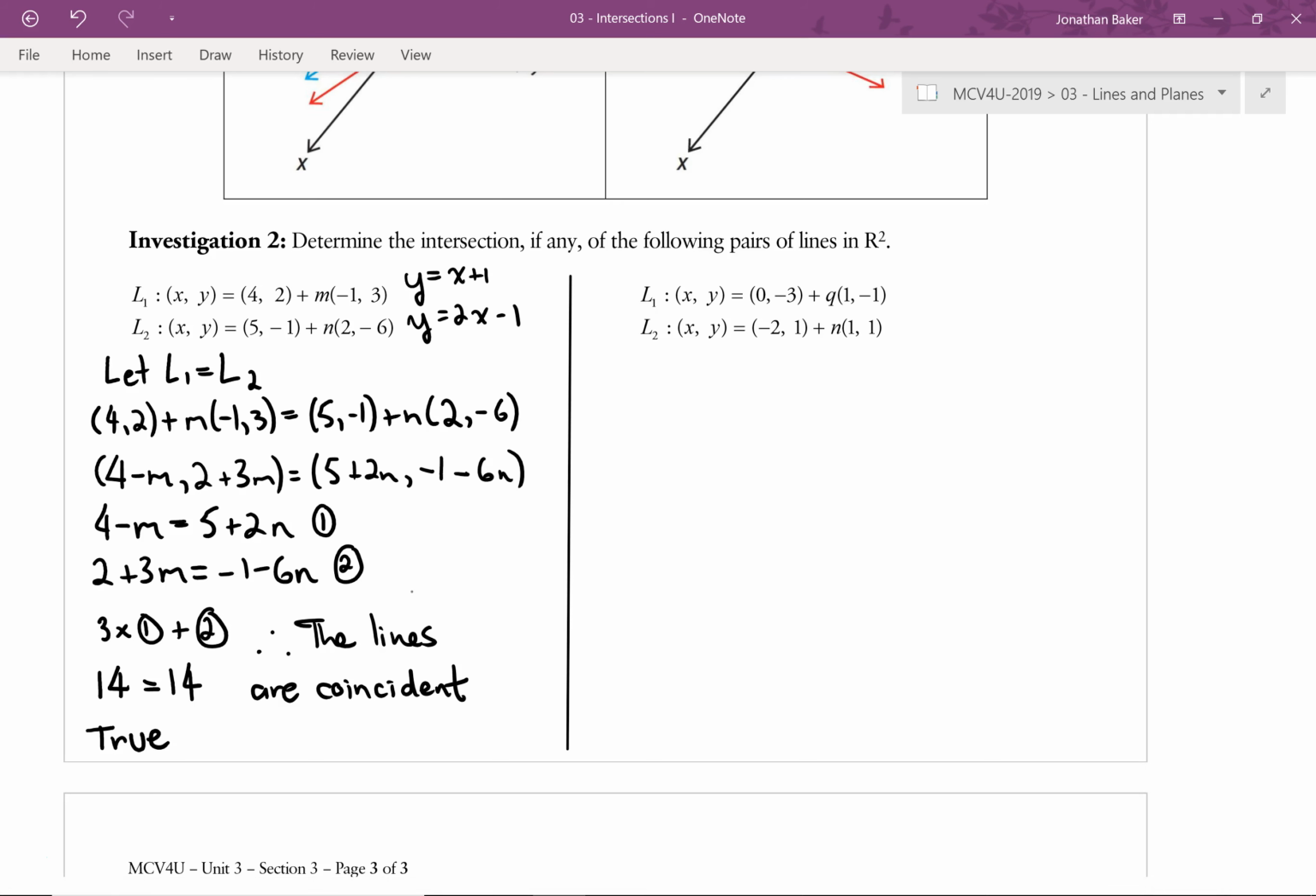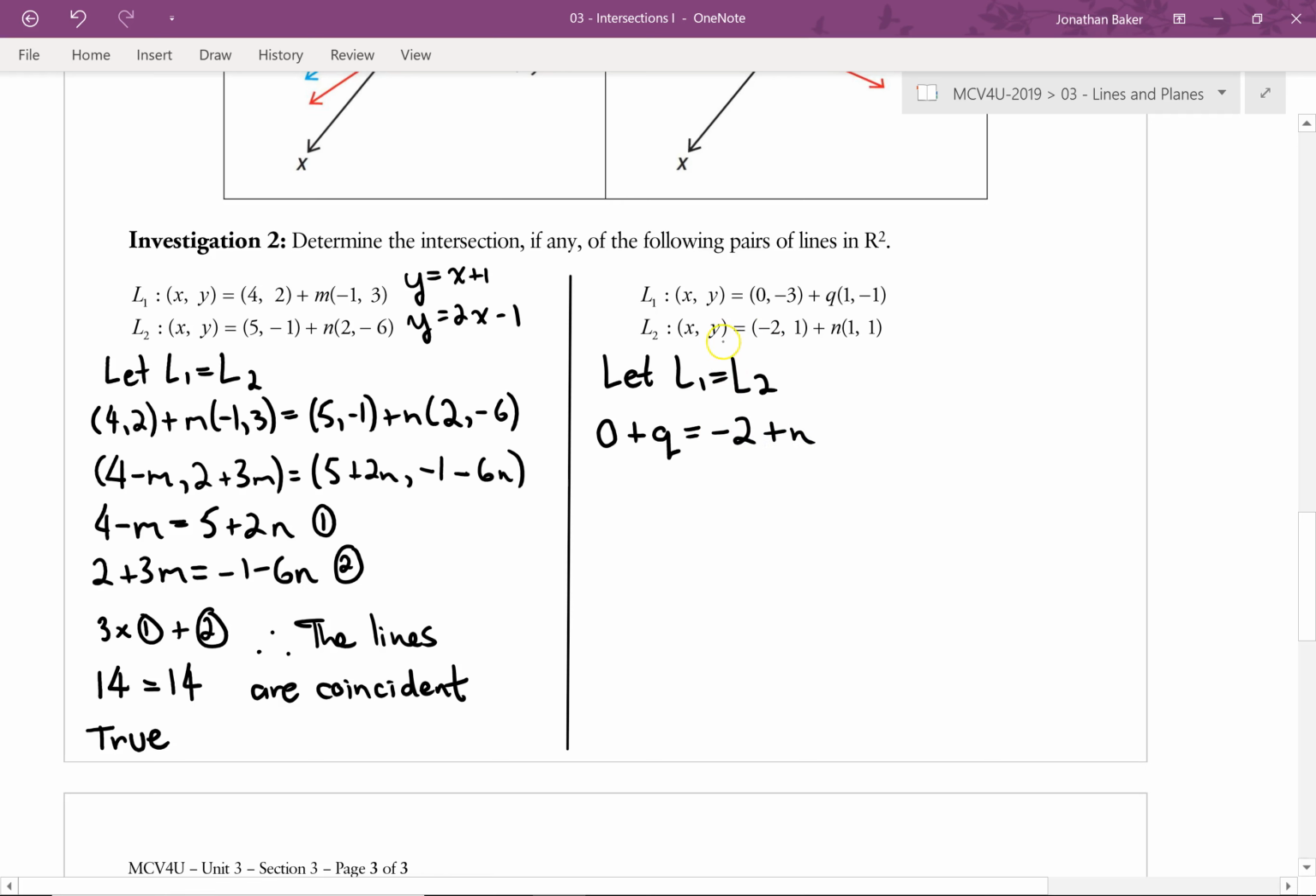So here, what I'm going to do is kind of skip some of these steps. We'll first of all say let L1 equal L2. But next, what we'll do is just set up our parametric equations and equate the lines in the same step. So we know that 0 plus q, that's our x value for line 1. That's going to have to equal the x value from line 2, right? So that's going to be minus 2 plus n.